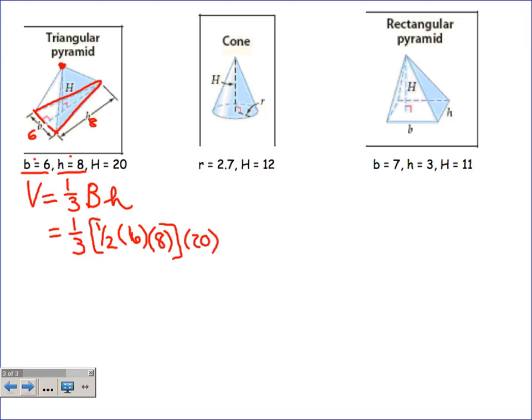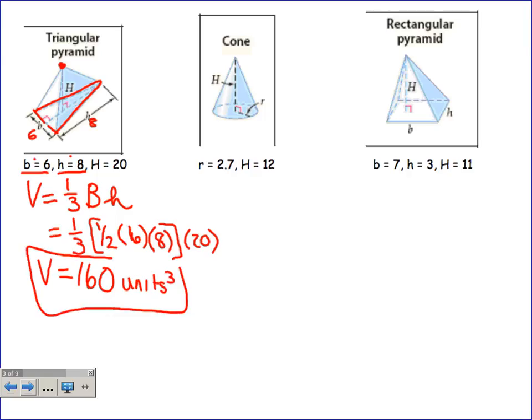Yes. Okay. Well, here's how I would solve this. 1/3 times 1/2 is 1/6. 1/6 of 6 is 1. 1 times 8 is 8. 8 times 20 is 160. The cubic units again. Did I hit record? Okay, good. I sure hope so.